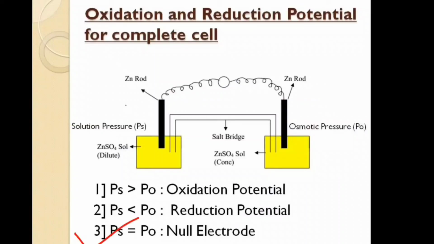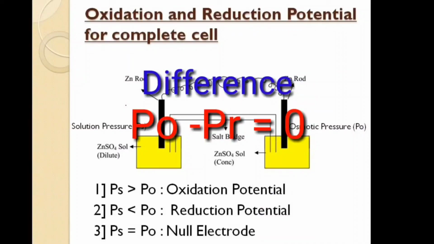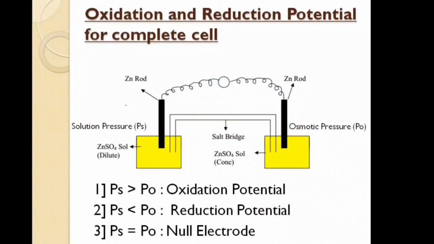Now let us take case 3. Here solution pressure is equal to osmotic pressure. So if these two potentials are equal, that is, oxidation potential is equal to reduction potential, then how much is the potential difference? As the name itself indicates, it is a difference between potentials. So if two potentials are equal, then the difference is 0. So here no potential is produced. At that time, this electrode is known as a null electrode.